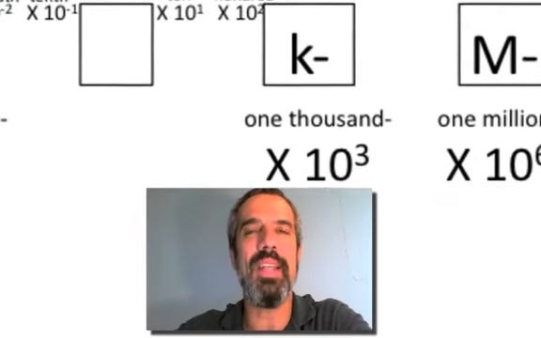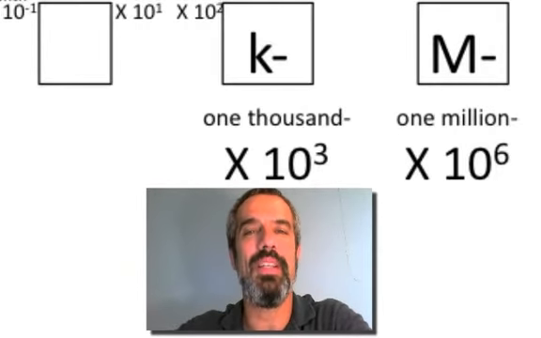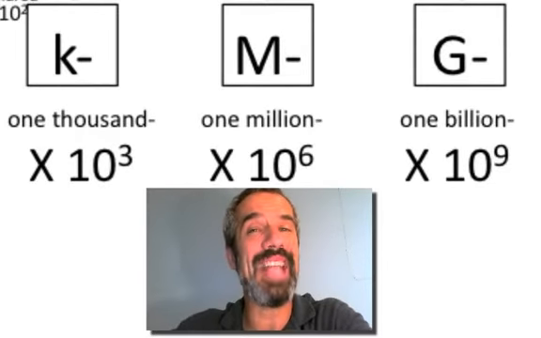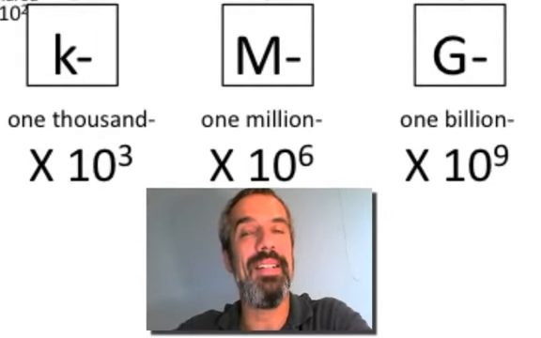3 notches to the right, K for kilo. It means 1,000 or 10 to the third. 3 notches higher, capital M, mega. You've heard of a megabyte. There it is. It means a million or 10 to the sixth.